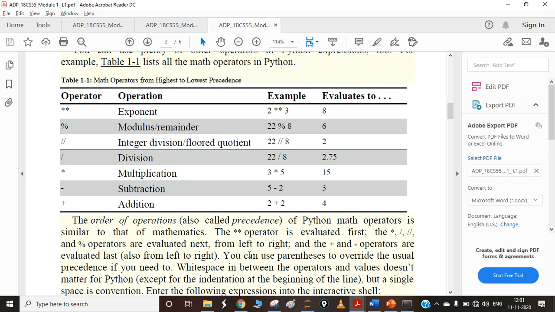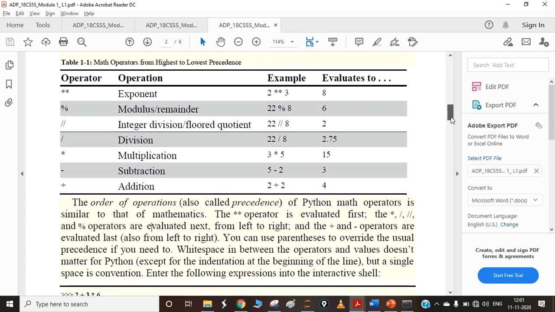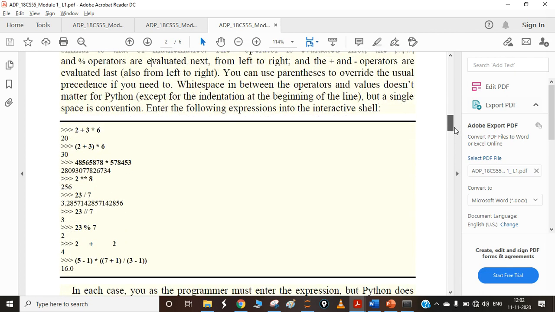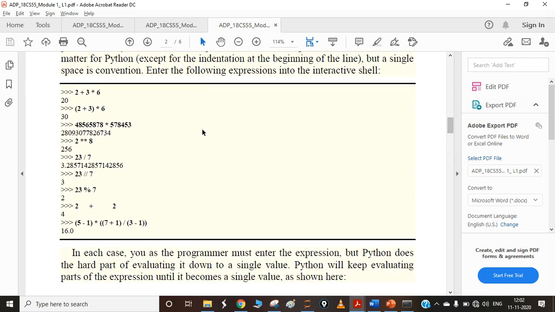And one more thing we have to remember: whenever we use parenthesis, whatever expression we have included in parenthesis has to evaluate first. So we can say parenthesis will be having more precedence compared to even exponent also. Here we have executed a few expressions. So 2 plus 3 into 6. When you are evaluating, this will be evaluated first. So 6 into 3, 18, 18 plus 2, 20.